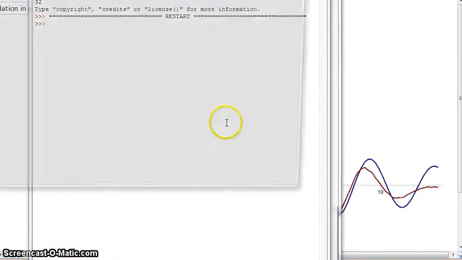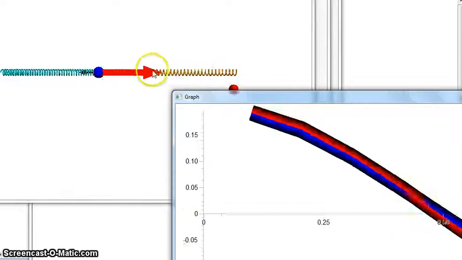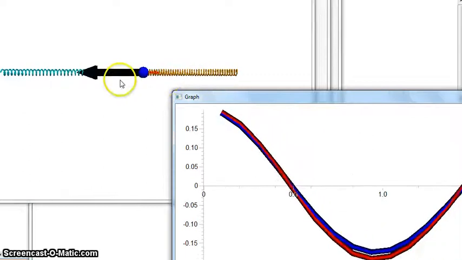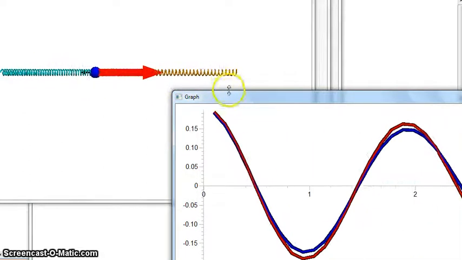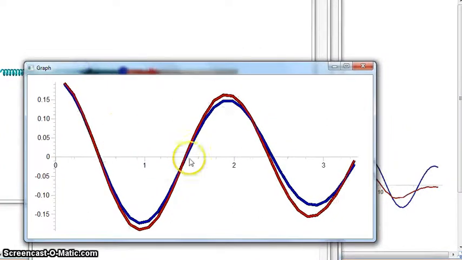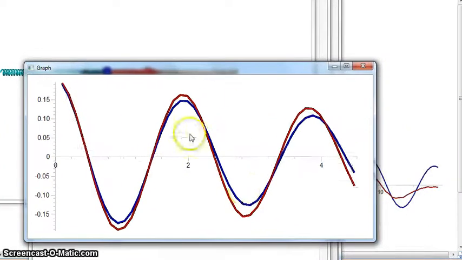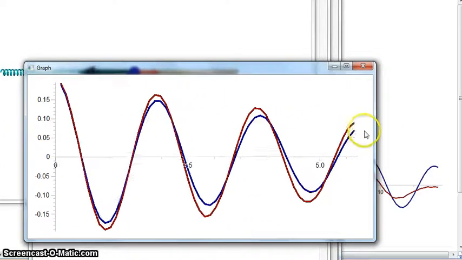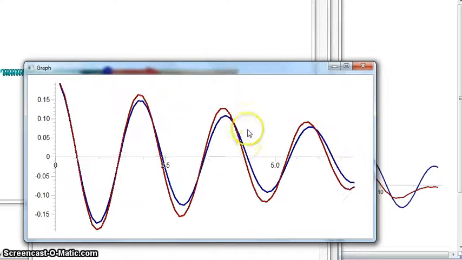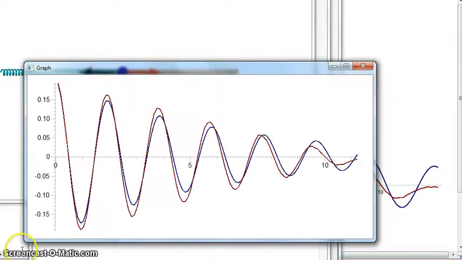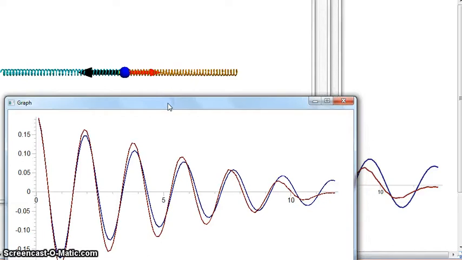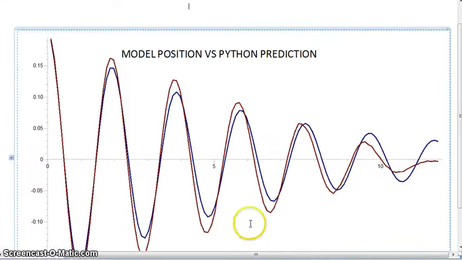On running the simulation, we have this situation. This is the movement of the two springs. This is the graph plot of the position in the real data and the experimental data. At this point, the ball has reached the zero position, the equilibrium. The experimental data is the red line and the blue line is the Python code.